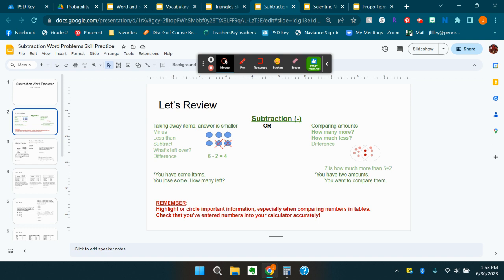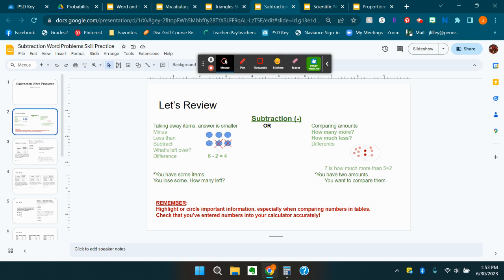So for example, 7 is how much more than 5? We're not going to add 7 and 5. I want to know if Jimmy has 7 M&Ms and I only have 5 M&Ms, how many more does he have than I do? He has 2 more than I do. So anytime you have two amounts and you're comparing them, always subtraction every single time.